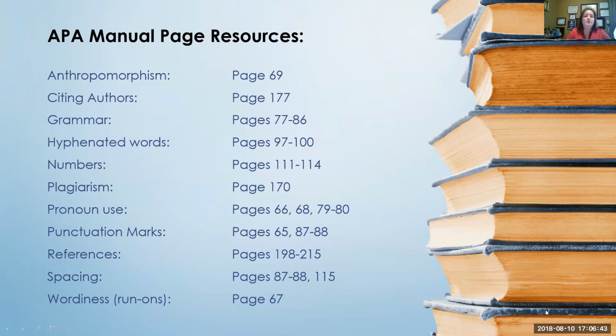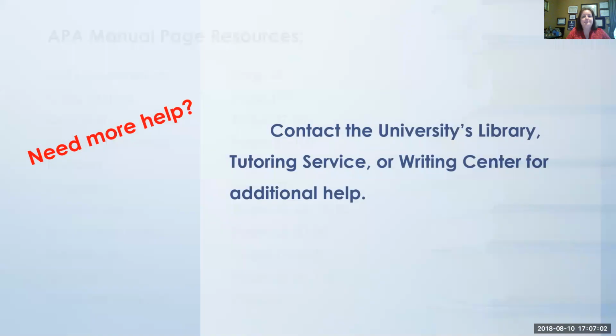And wordiness and run-ons. If you're not meeting the required quota for an actual paragraph, and I tell you it's a run-on, that means that you have at least 2 or 3 sentences in that one sentence that you crammed in, and you could break it apart. Take the easy way out. Take that sentence and make it into 3. If you need more help, please contact your university's library, the tutoring service, or the writing center for additional help.